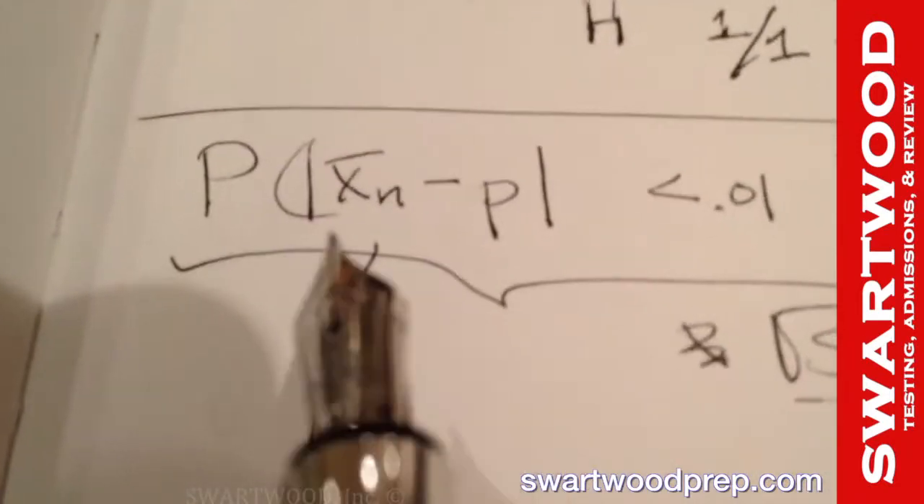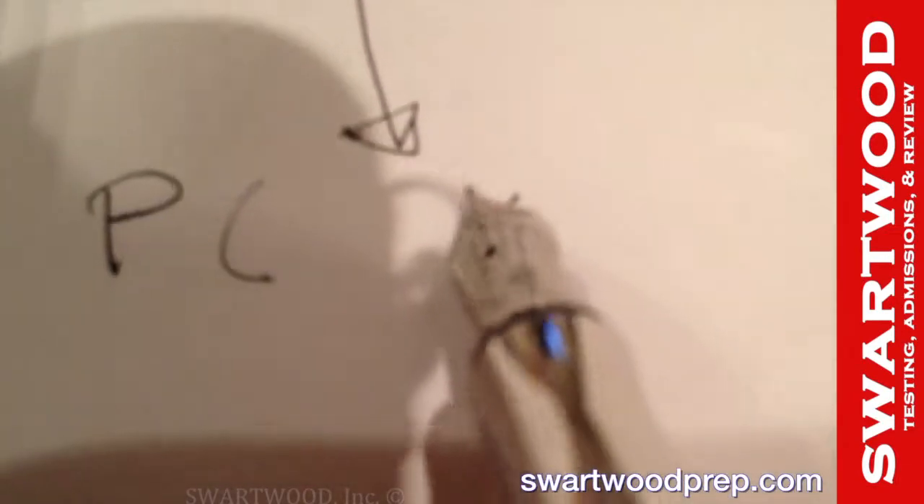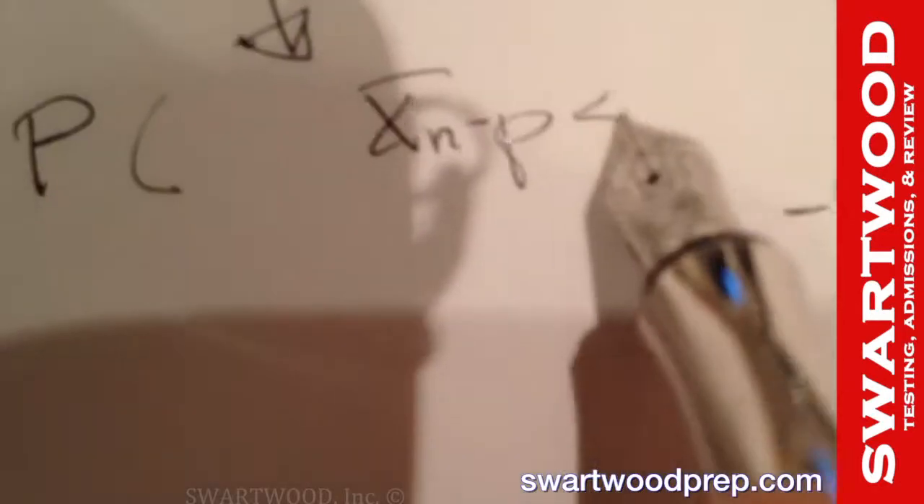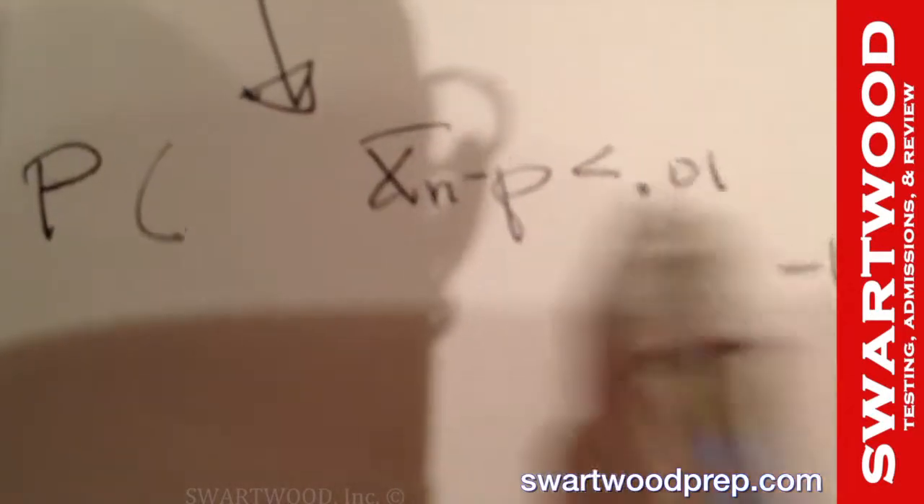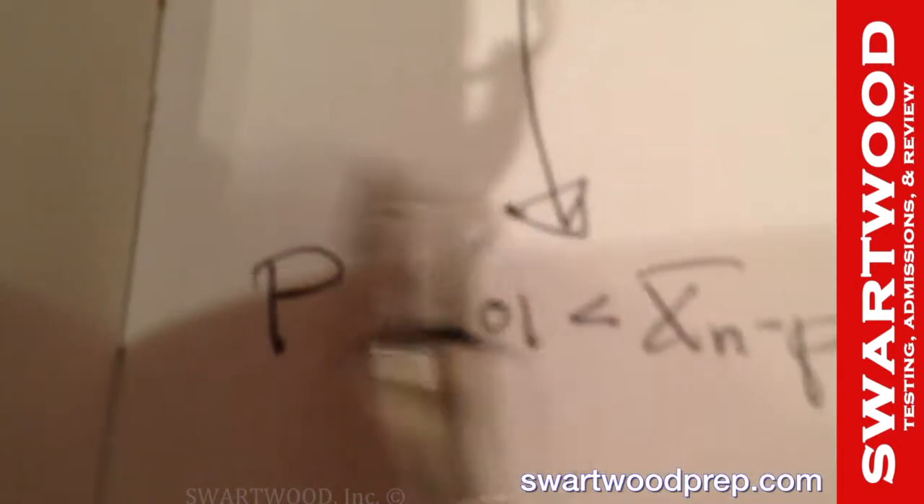We're going to kill this guy. So we're going to rewrite this as the probability that x bar n minus p has got to be less than 0.01, right? But also greater than negative 0.01. Okay?